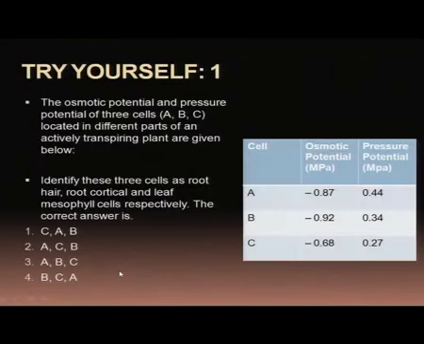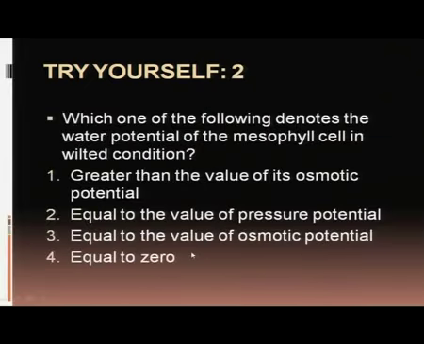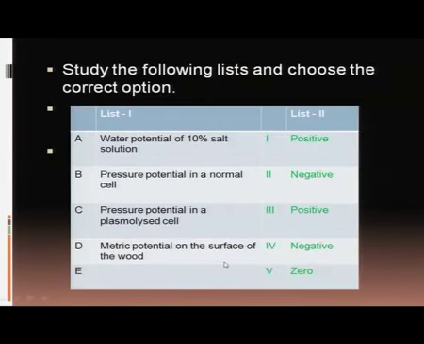Now, there are some questions for you to solve. In this question, there are 3 cells. You have to identify which one is the root cell, mesophyll cell and the cortical cell. Similar osmotic potential and pressure potential values are given. Which one of the following denotes water potential of the mesophyll cell in wilted condition? So, the value of osmotic potential should be higher, pressure potential equal to the value of osmotic potential, or equal to 0.